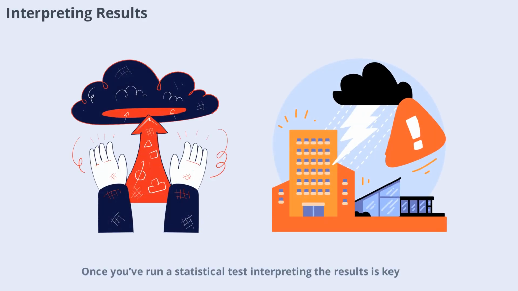Once you've run a statistical test, interpreting the results is key. Look at the p-value, confidence intervals, and effect sizes. Consider the practical significance, not just statistical significance. Results should be communicated clearly with an understanding of their limitations and the context of the study.